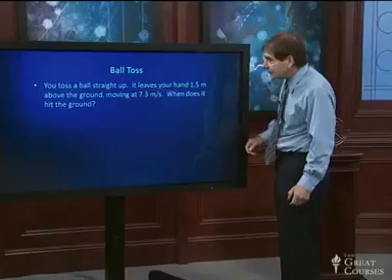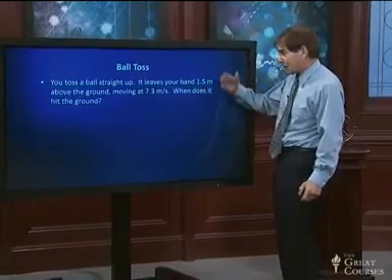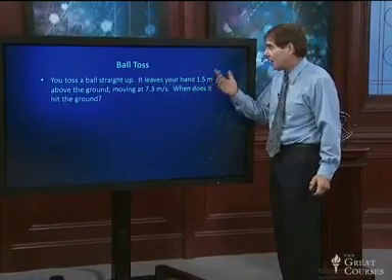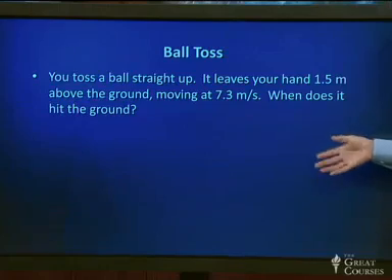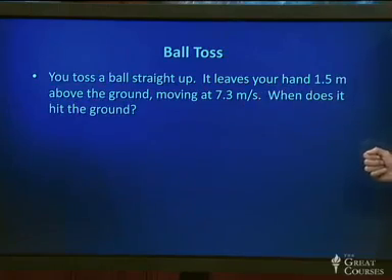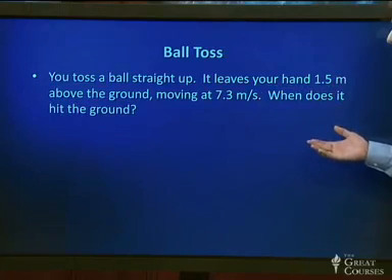So let's take a look at the mathematics of that. So here's our ball toss. We toss a ball straight up. Let me put some numbers in. It leaves your hand 1.5 meters above the ground. It's moving at 7.3 meters per second. And the question is, when does it hit the ground?